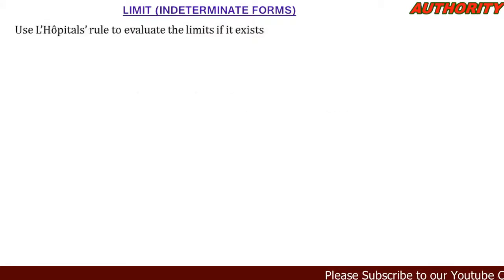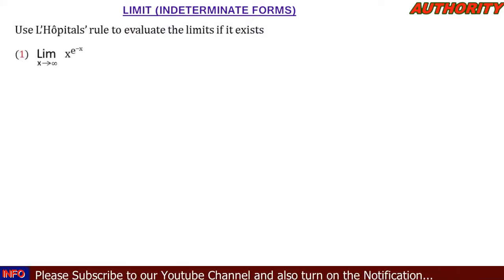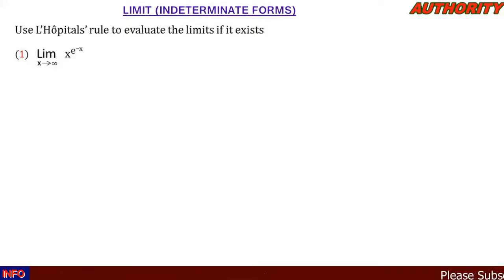We are still talking about limits that lead to indeterminate forms. Let's consider this question. Use L'Hopital's rule to evaluate the limit if it exists. The limit as x approaches infinity of x raised to the power e^(-x), or x raised to the power e raised to the power minus x.